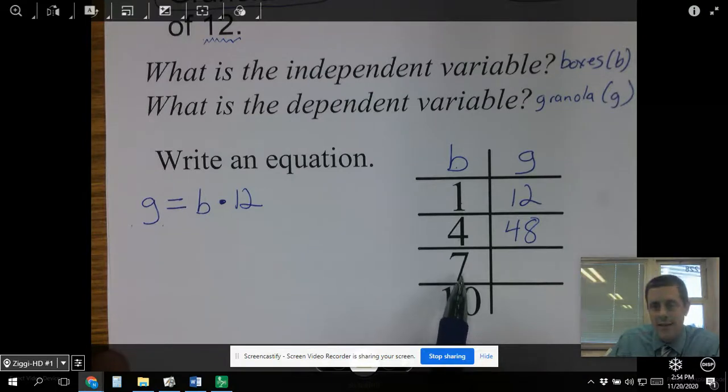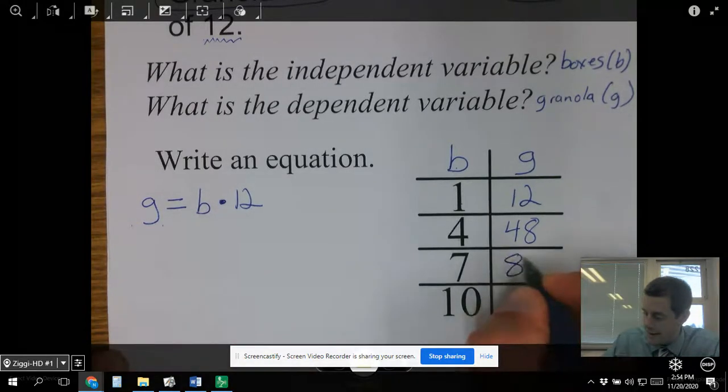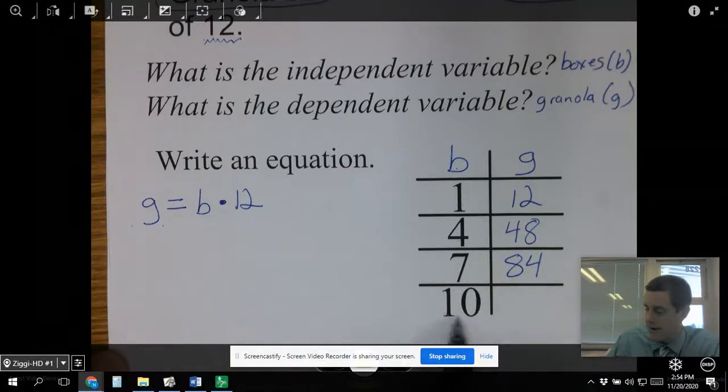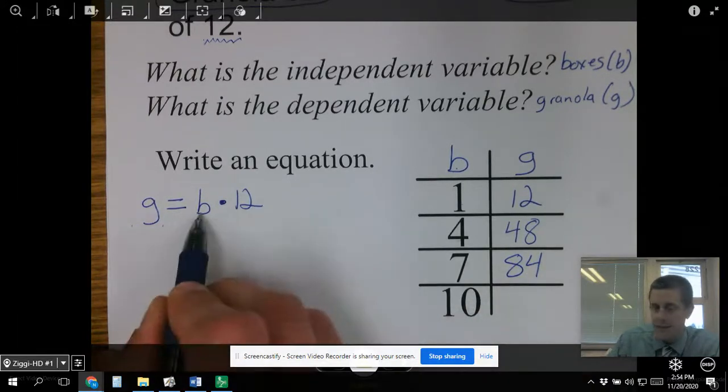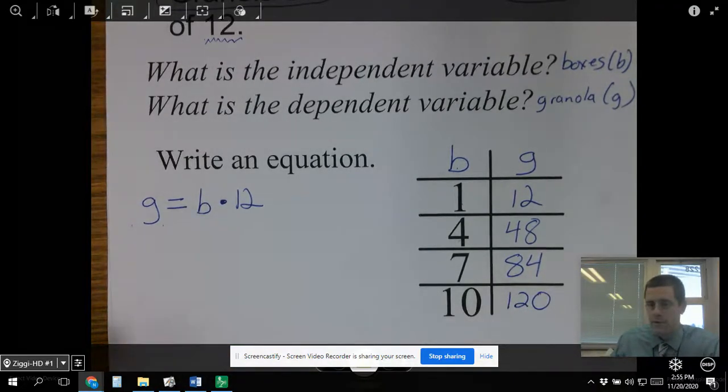Next in the table is 7 boxes. If I purchase 7 boxes, how many granola bars will I get? Plugging a 7 into B, 7 times 12 is 84. So 7 boxes would yield 84 granola bars. And finally, 10 boxes, 10 into B, 10 times 12. 10 boxes would get me 120 granola bars.